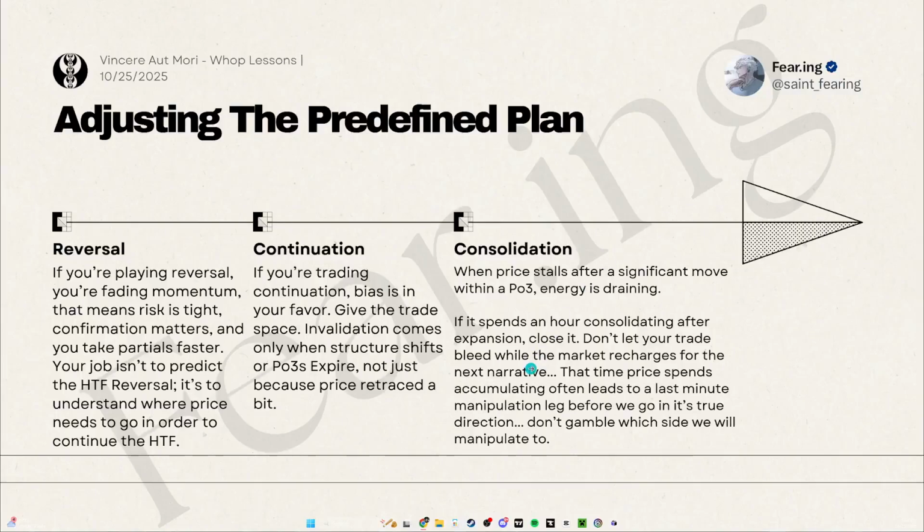Okay. Now the other thing is continuation. If you're trading continuation, then bias is in your favor. You can allow to give your trade space. And when it comes to trading in line with the higher time frame, invalidation of the higher time frame only really comes when either higher time frame structure shifts or power threes expire. So if you are maybe trading, let's just say hypothetically, none of you guys are really swing trading, okay, let's just say you're trading the 4-hour power 3.